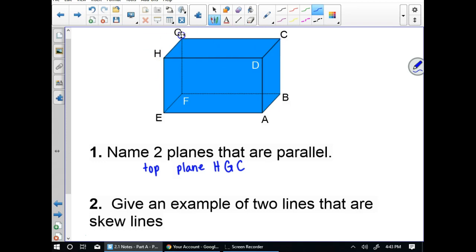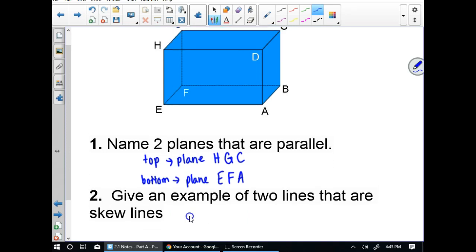I also could name that HGD, DCH. I'm just picking any 3 letters that lie in that plane. The bottom plane would be the plane that is parallel, and we could call that plane EFA, or lots of other ways, FAB, BEA. Those would all be names for the bottom plane. So those 2 planes are parallel to each other. Now this is not the only answer I could give. The left face and the right face are parallel to each other. The front face and the back face are parallel to each other.